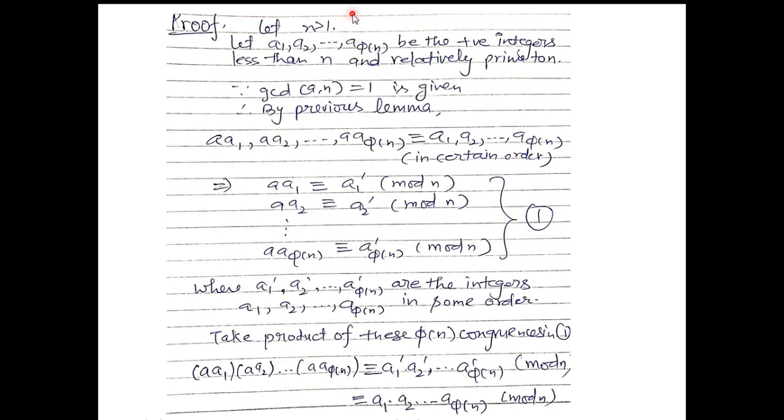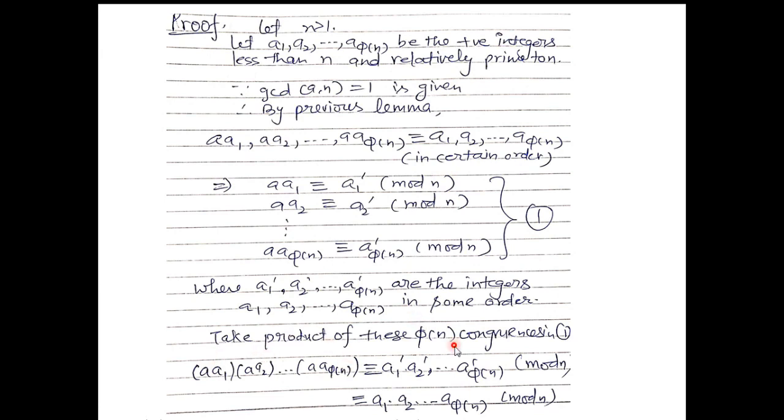Now, because GCD of a and n is 1, this is given. Therefore, by the previous lemma, we know that a a1, a a2, up to a a phi n are congruent to a1, a2, up to a phi n in some order. Therefore, a a1 is congruent to some a1 dash, where a1 dash is some one of these ai's, and a a2 is congruent to some a2 dash, up to a a phi n congruent to some a phi n dash, where a1 dash, a2 dash, up to a phi n dash are these integers in a certain order.